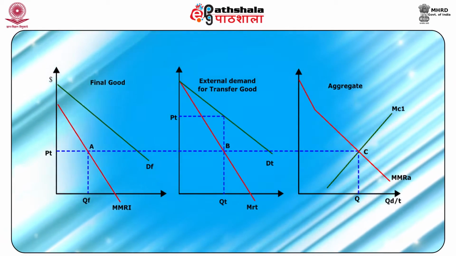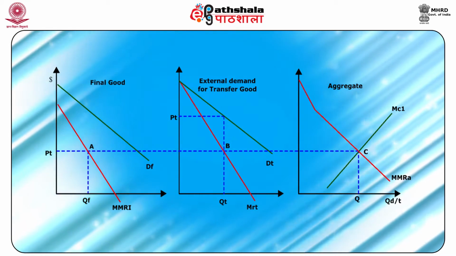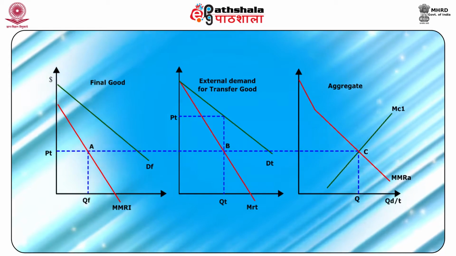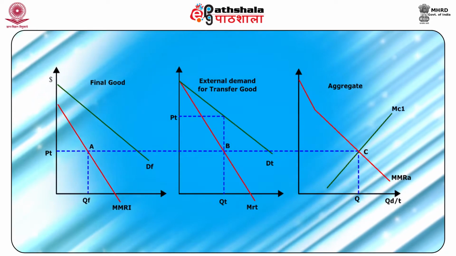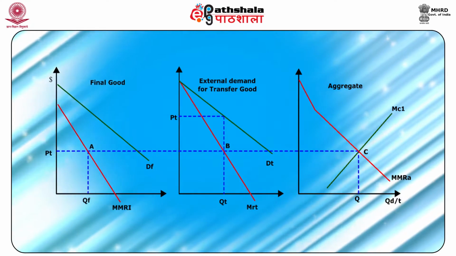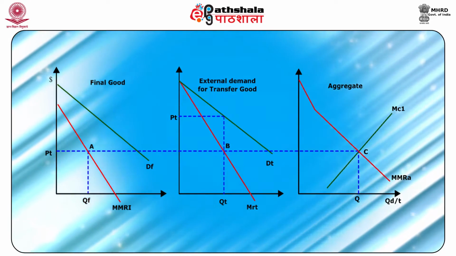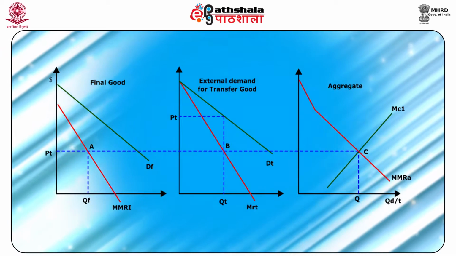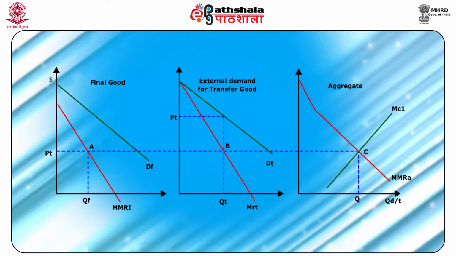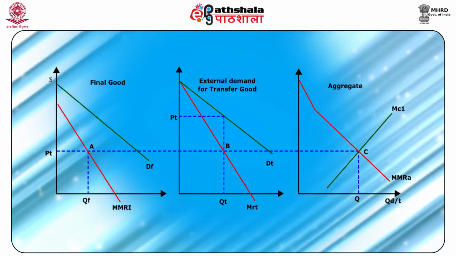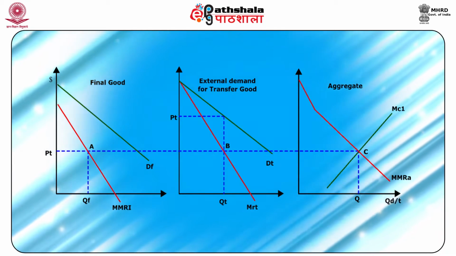Now if we were to make a joint marginal revenue curve and a marginal cost curve, which is represented by MC1, such that in the final analysis the equilibrium takes place where the marginal cost curve intersects the aggregate marginal revenue curve, then we have a price PT which is prevalent across both markets.